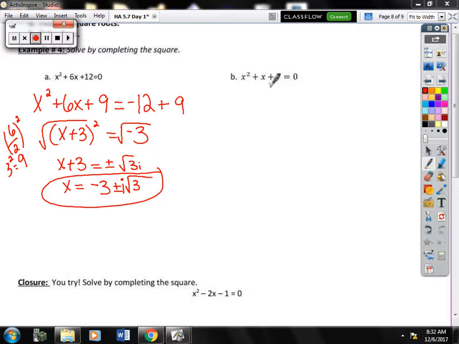So for this one, obviously the first thing to do is to move the 7 over because this is not factorable. Eventually you'll get to problems and it'll say solve. You want to try to factor if you can because that's much faster, but this is not factorable. So we'll subtract 7 on both sides. And we'll add in our little spaces for what we're going to add to both sides to complete the square.